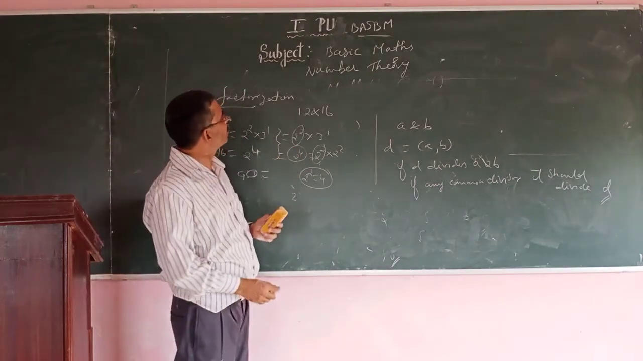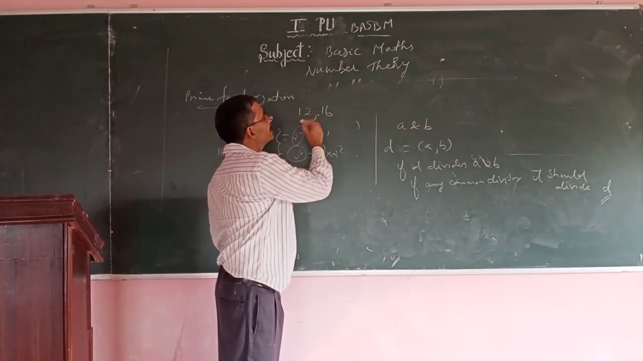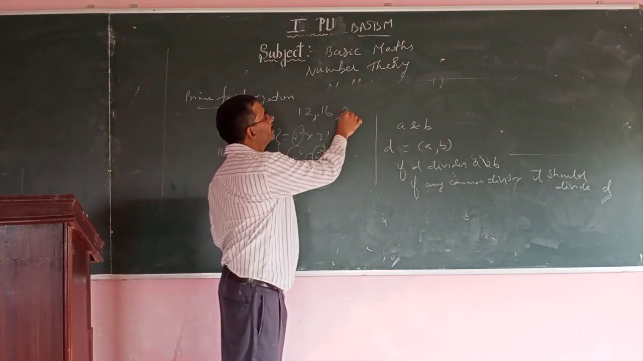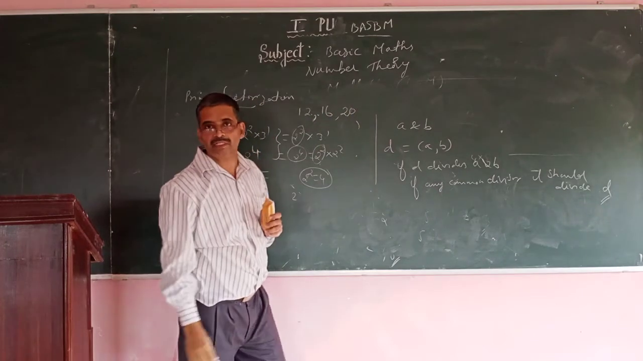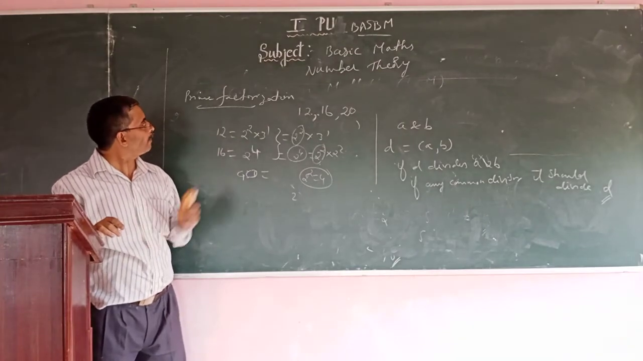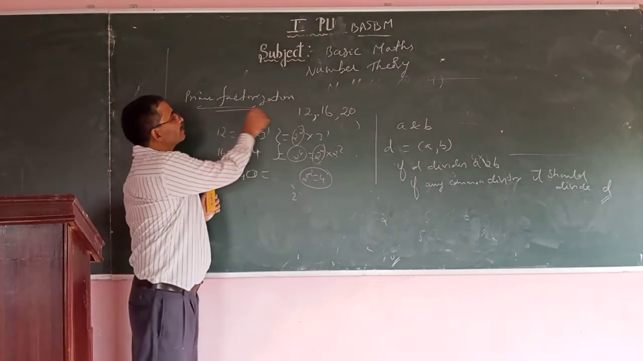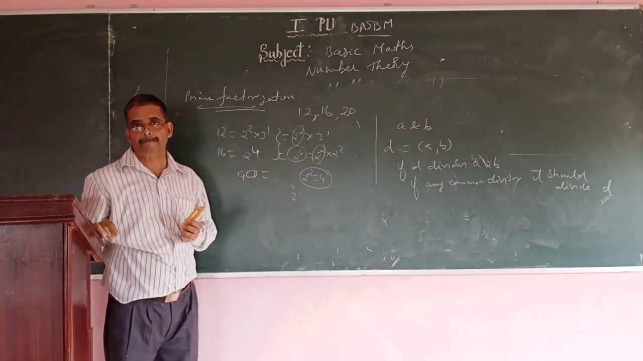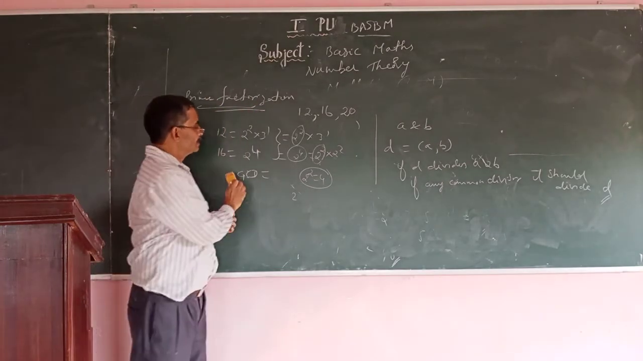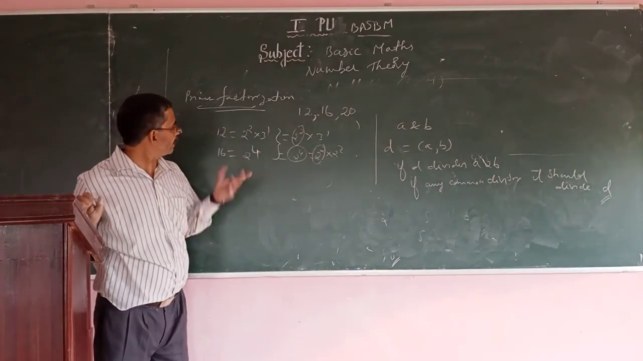Let us include one more. 12, 16 and 20. Some other number, 3 numbers I will include. 12, 16 and 20. How can you get the GCD? So again using the prime factorization method. Same thing will repeat. 12 and 16 same. 20 I will write.